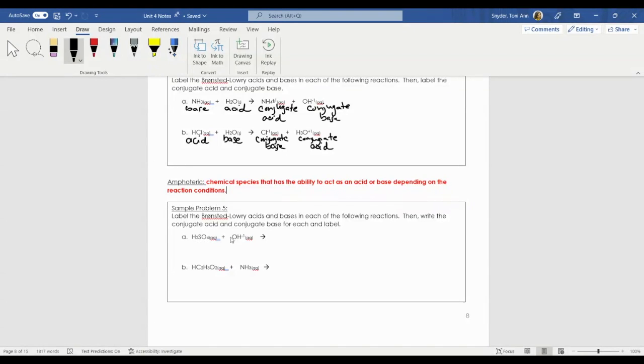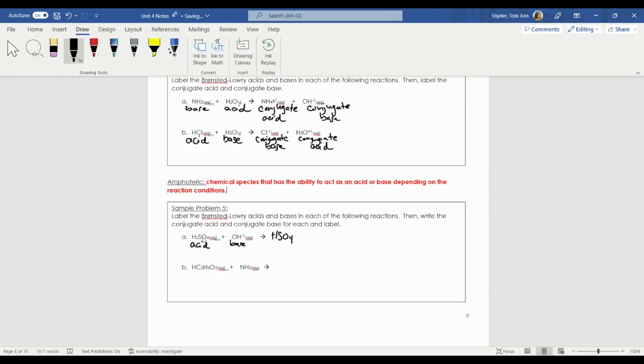So this one is pretty self-explanatory to see where the proton's going to go, right? I have sulfuric acid, which has a lot of protons that are attached to it. So this is our acid. In fact, this is a strong acid. And I have my hydroxide ion. So this is the base right here. We said acids tend to donate protons. So one of these protons is going to get transferred to the hydroxide. So I'm just going to draw one transfer.